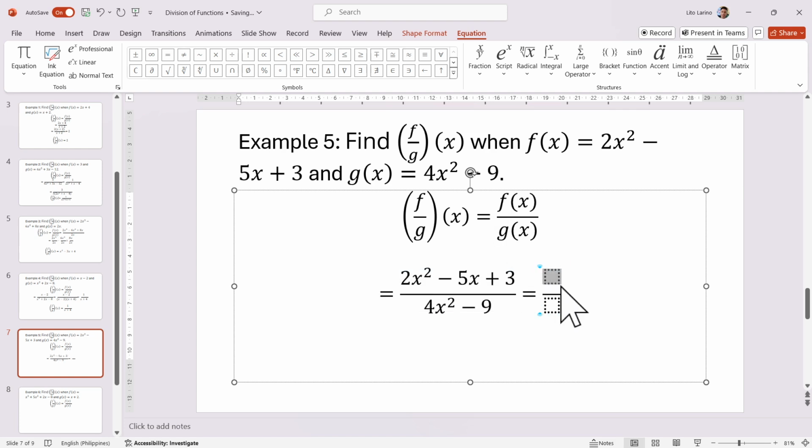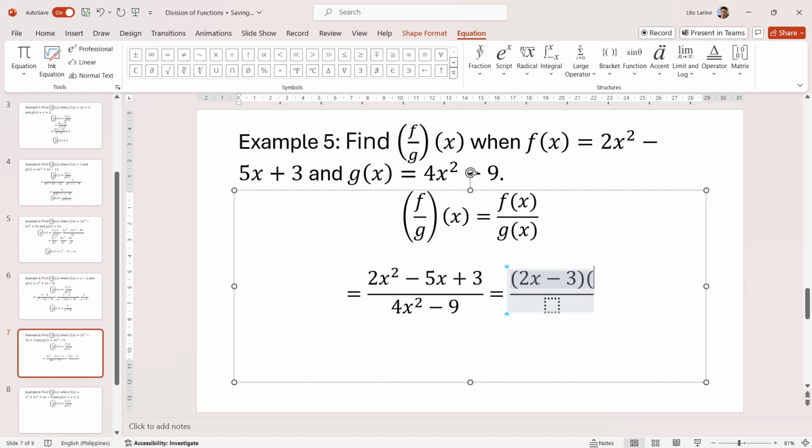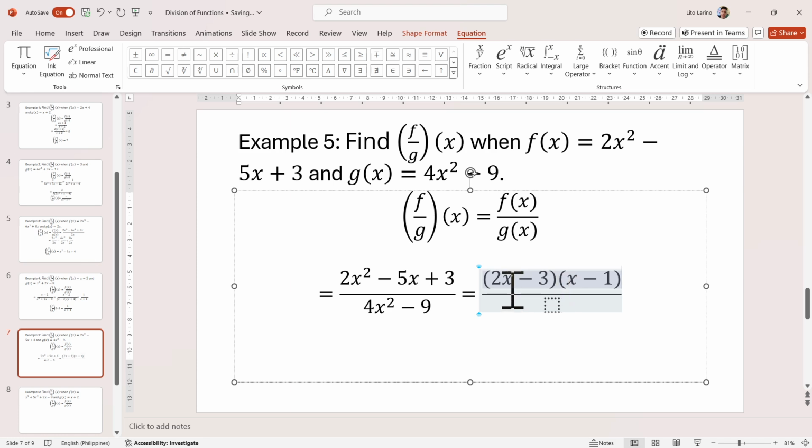Now, our numerator, 2x squared minus 5x plus 3, when factored out, has the factors 2x minus 3 and x minus 1. So let's check. 2x times x is 2x squared. 2x times negative 1 is negative 2x. Negative 3 times x is negative 3x. And negative 3x plus negative 2x is negative 5x. And negative 3 times negative 1 is positive 3. So we have the correct factors of our numerator expression.